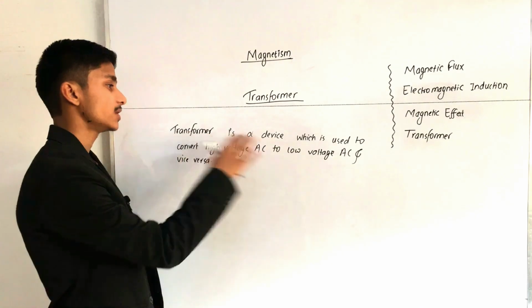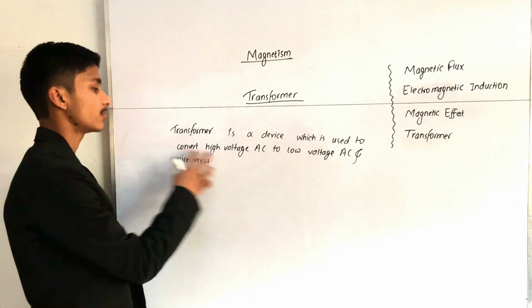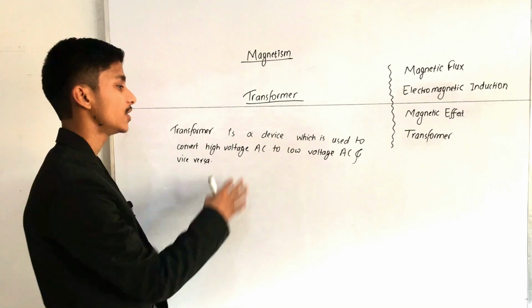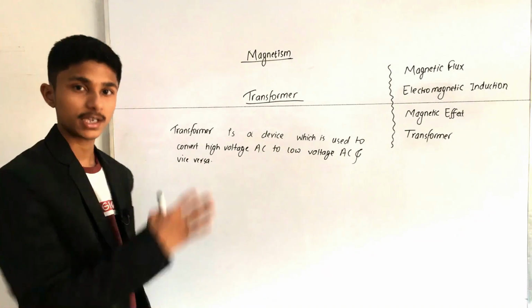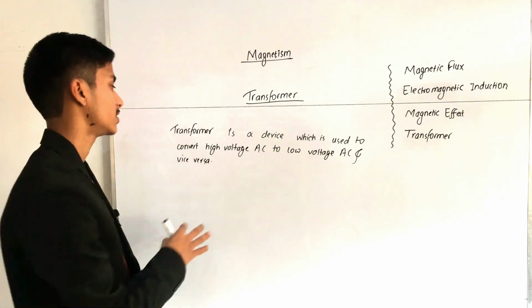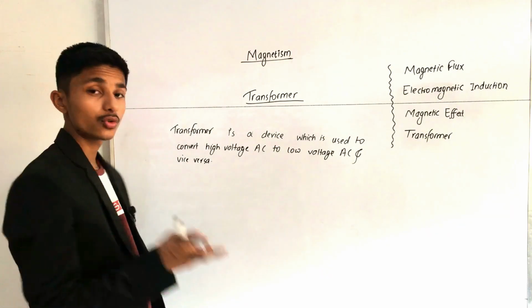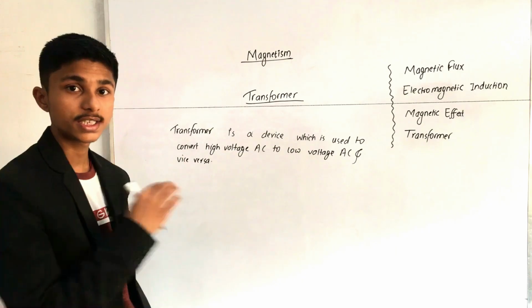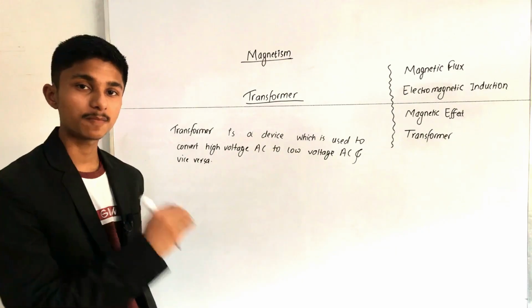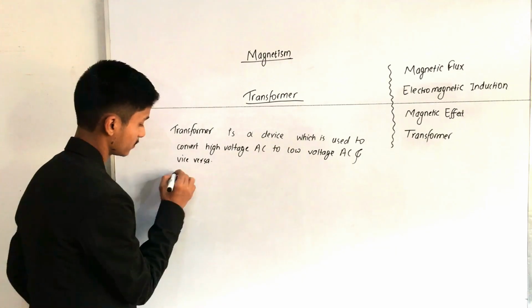Here, a transformer is a device which is used to convert high voltage AC to low voltage AC and vice versa. It is a device. Okay, and there are two types of transformer: step up transformer and step down transformer.